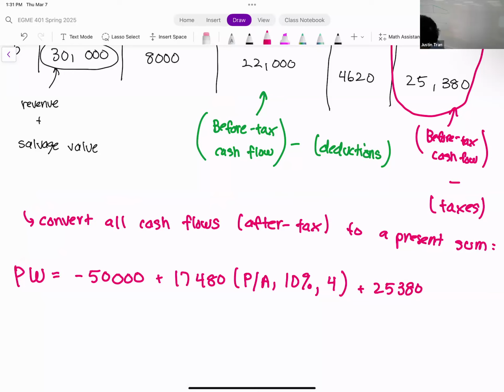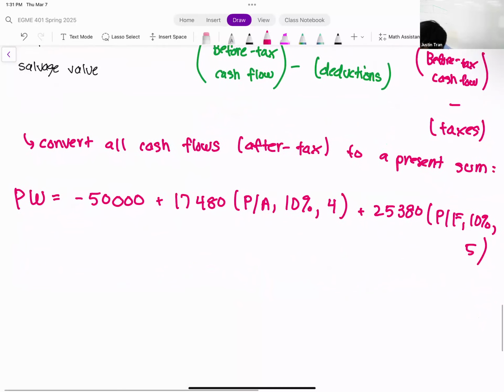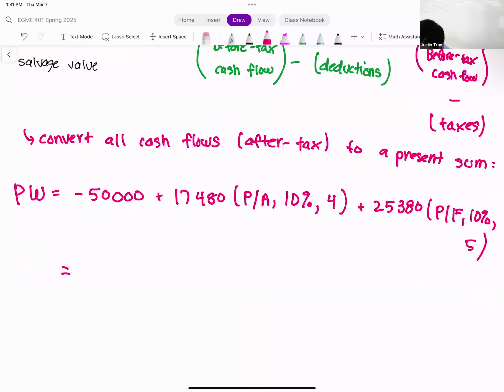Okay, and the last thing I'm going to do here is have a 25,380 P over F, 10%, right? This is a one-time future sum, so it's a P over F, 10%, and it is occurring at year 5. Okay. All right, so once again, we can plug in all of the conversion factors here from the table, and what we get is an after-tax present worth of 21,171.7.